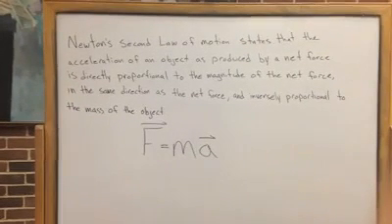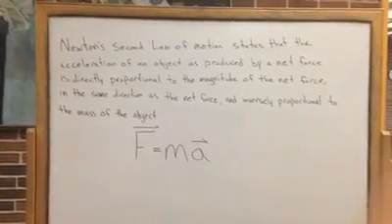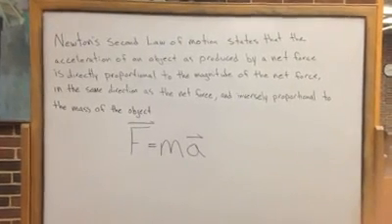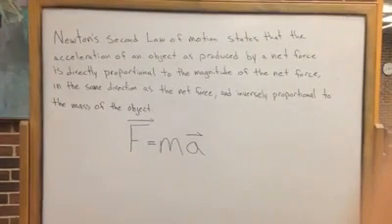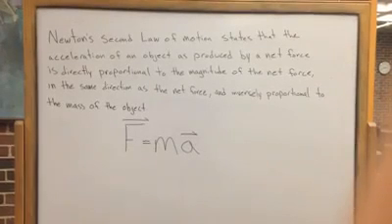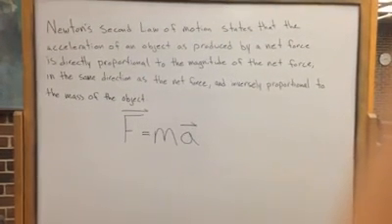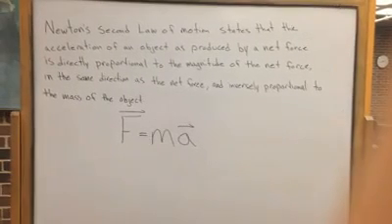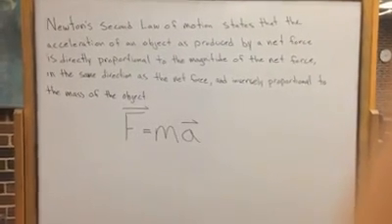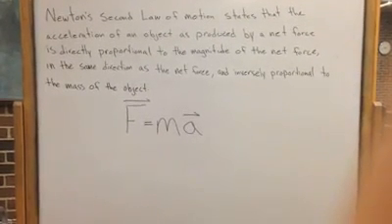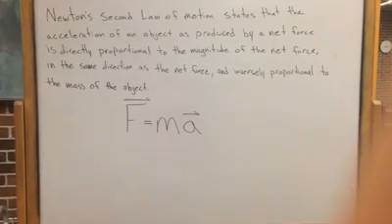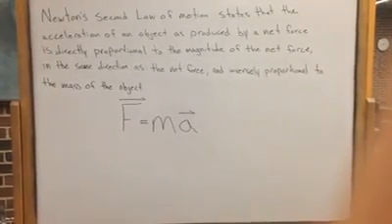Newton's second law of motion states that the acceleration of an object as produced by a net force is directly proportional to the magnitude of the net force, in the same direction as the net force, and inversely proportional to the mass of the object. The equation that governs this law is F equals ma, the force equals mass times acceleration.